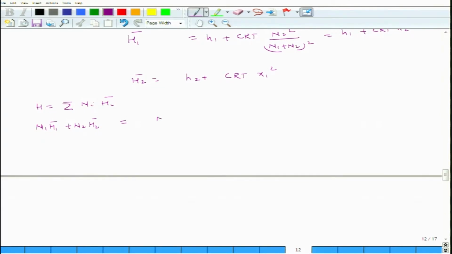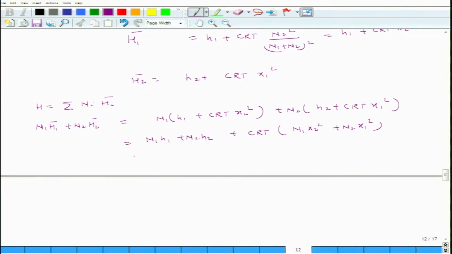This is equivalent to N1 H1 plus CRT. Okay, this I can write like this: N2 H2 plus CRT, this is going to be N1 x2 square plus N2 x1 square. Okay, so this is the same expression, so this will be the same plus CRT.